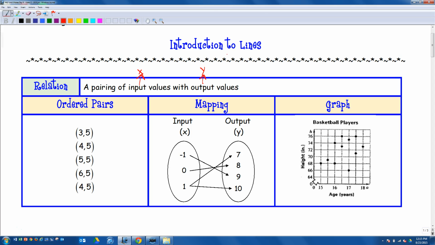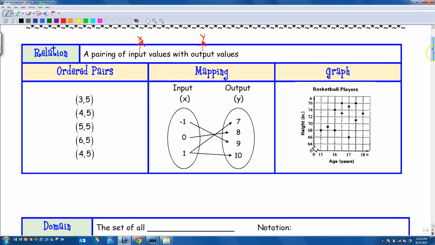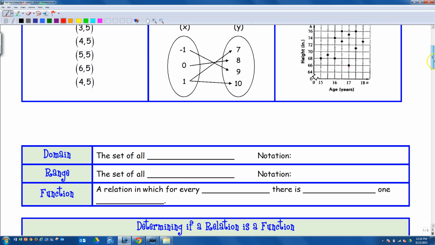So there's different kinds of relations. You can have them as an ordered pair or a point. That's another word for it. You can have a mapping where it says 1 can give you a 7 or a 10, 0 gives you an 8, -1 gives you a 9. Or you could have a graph, and that can show you the age. In this case, it'd be age and height for basketball players. And it's just plotted. So your input would be your age, your output would be your height. Okay, so that is what a relation is.